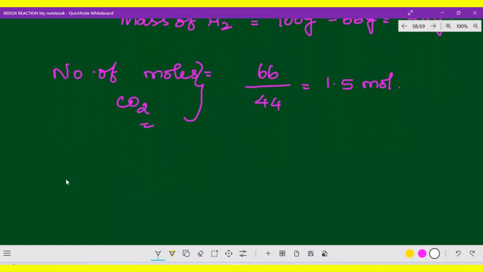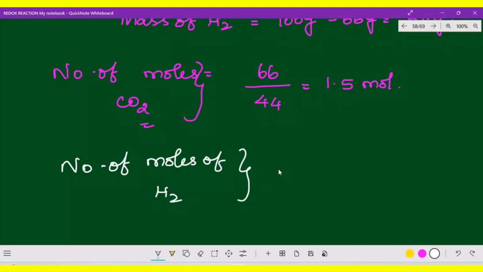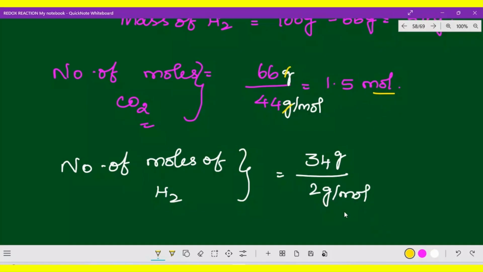Now the number of moles of hydrogen. So the number of moles of hydrogen, how much? Here 34 divided by 2 gram per mole. This is gram and this is gram per mole. So units are very important. Gram and gram will be cancelled, leaving mole. So the answer you will get here is 17 moles. Right?